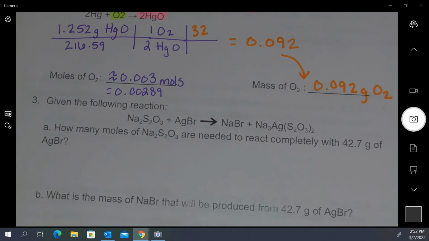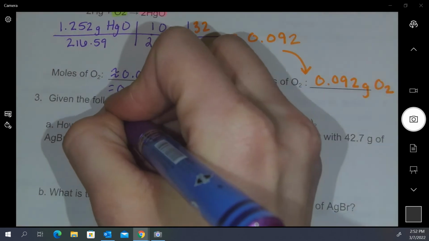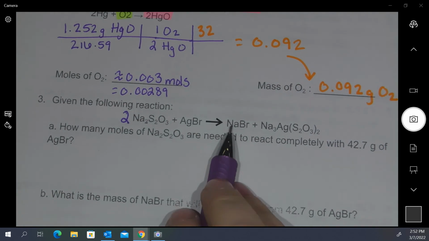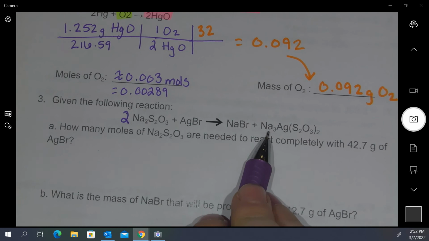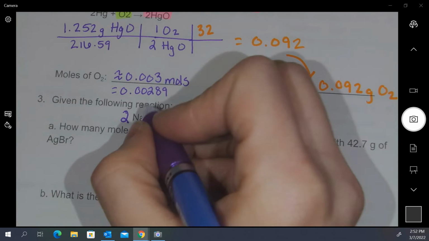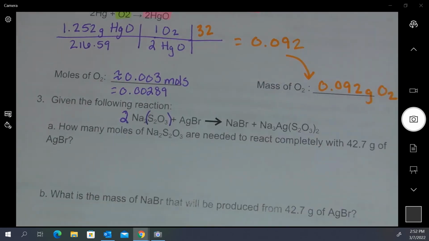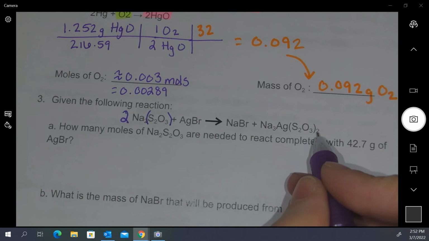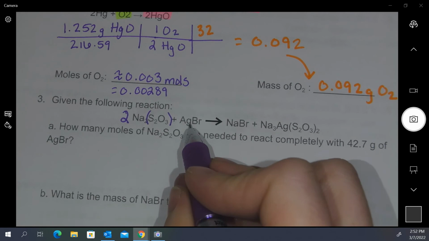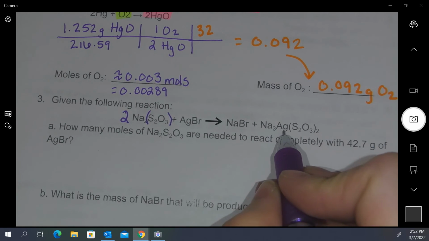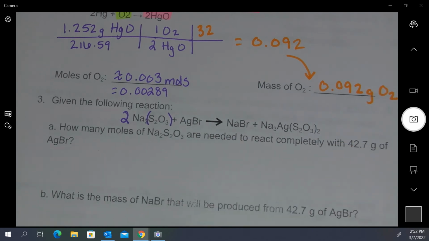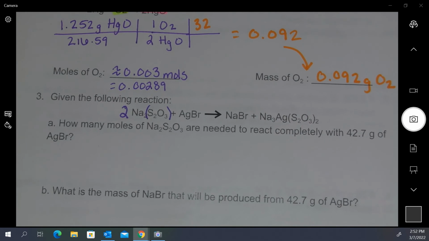If I add a 2 in front of Na2S2O3, now I have 4 sodiums. I have 1 sodium over here plus 3, so 1 plus 3 is 4. So 4 and 4, is that balanced? Yes. S2O3, if we look at that as its own entire unit, I have 2 of those, and over here I have 2 of them. Is that balanced? Yes. Ag, I have 1 here and 1 over here. Br, I have 1 on the left and 1 on the right. So the 2 balances that out.